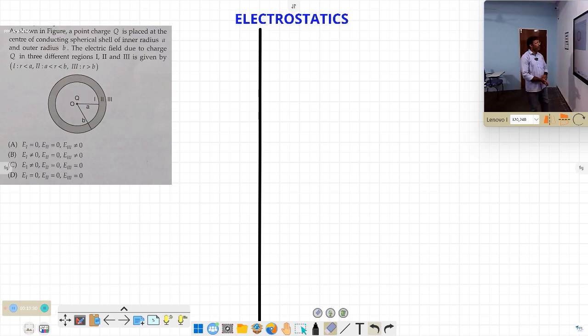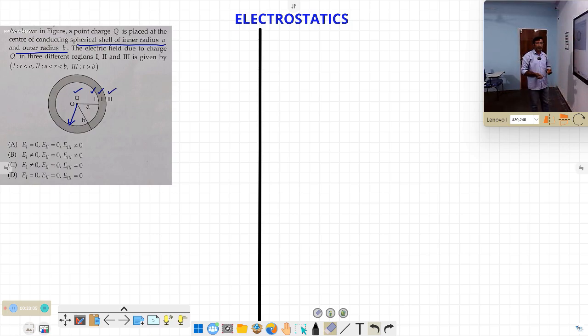Now this question is related to the electric field in different regions of concentric spheres. In this case, a charge capital Q is placed at the center of a conducting spherical shell, whose inner radius is A and outer radius is B. The electric field due to the charge Q in the first region, second region, and third region: what is the electric field intensity they are asking?